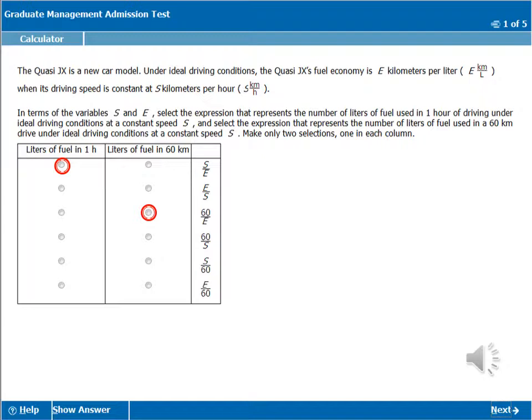In the right-hand column, select the expression that represents the number of liters of fuel used in a 60-kilometer drive under ideal driving conditions at a constant speed of S. So we want to determine the number of liters. So it would still be the distance traveled divided by the fuel economy. However, distance is now 60 kilometers and fuel economy per liter is still E. So it's 60 divided by E.